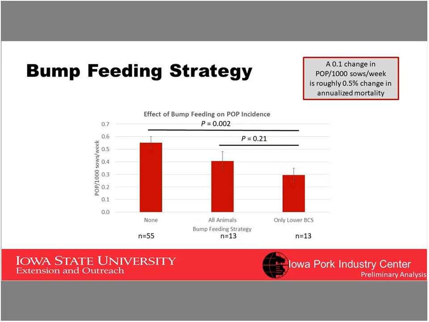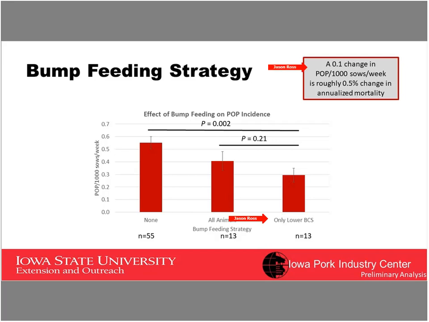And we did see that those farms that used a bump feeding strategy, whether it was to all animals here or just to the animals that were in lower body condition, we saw that those two, either individually or collectively, if a bump feeding strategy was utilized, it had a positive effect on association with pelvic organ prolapse, meaning that those farms had anywhere from 0.15 to 0.2 pelvic organ prolapse per 1,000 sows per week difference.